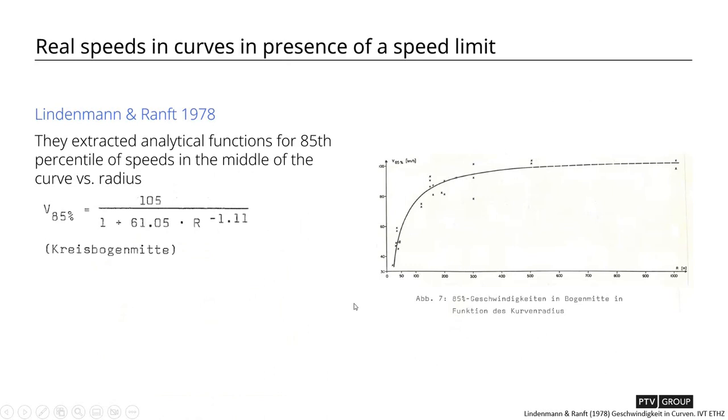And that's what it looks like. So the points are their results. The 85 percentile speed value of drivers in one particular curve is one point here. And they postulated that this scattered data should be described analytically as an average function with this function: some speed value divided by 1 plus some constant times radius to the minus 1.11.